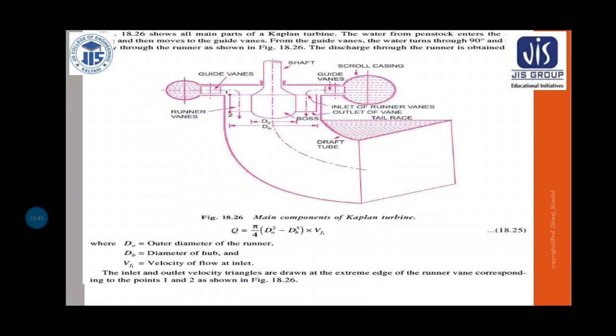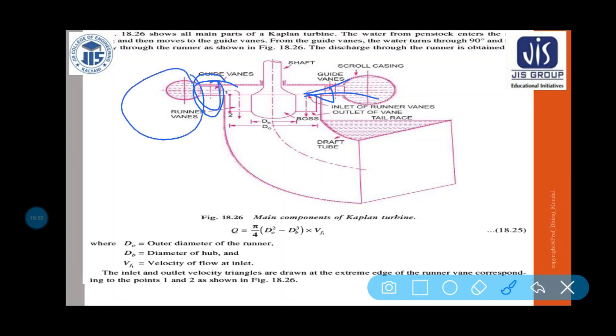That means it is simply the flow regulation arrangement: how much water is needed, according to that the guide vane can guide and regulate it. And in the scroll casing, first of all the water is coming from the reservoir into the scroll casing, and it is supplying water according to the need.